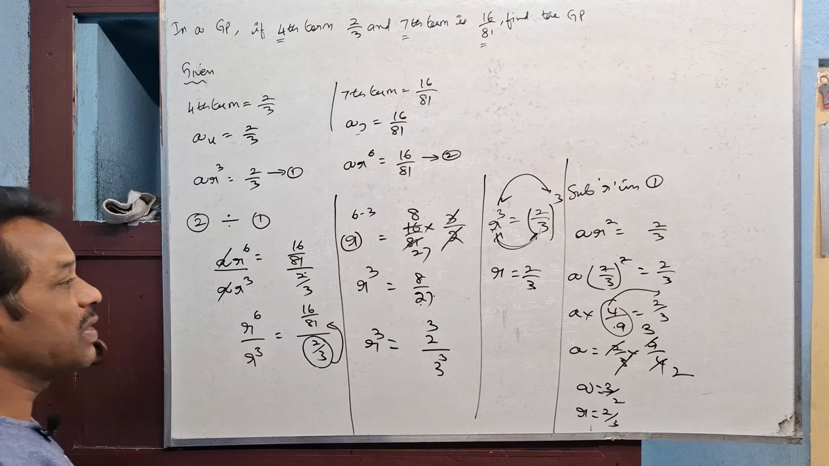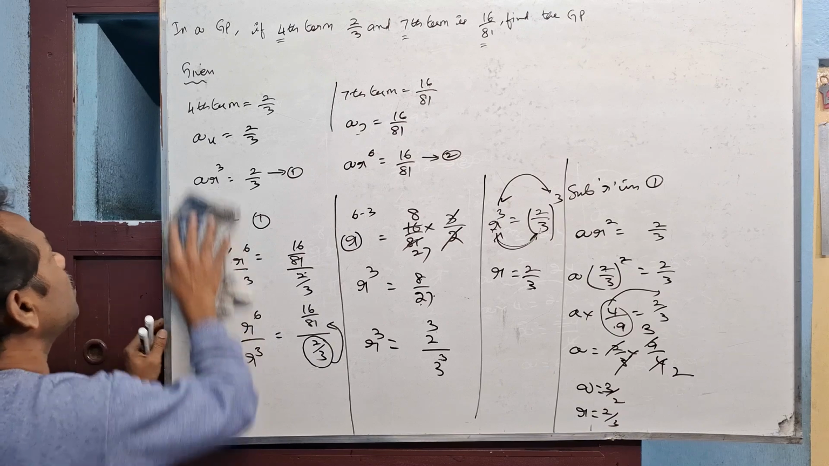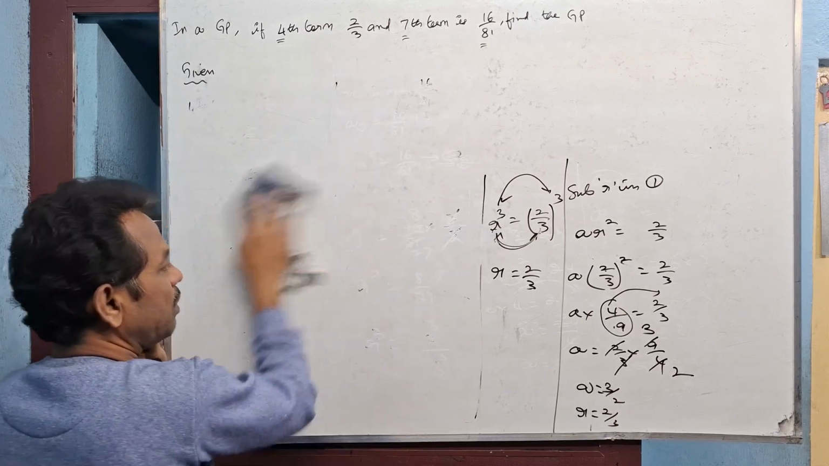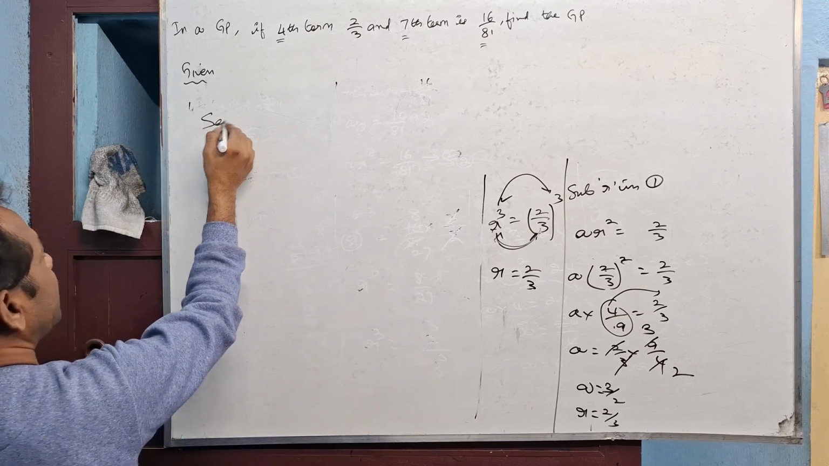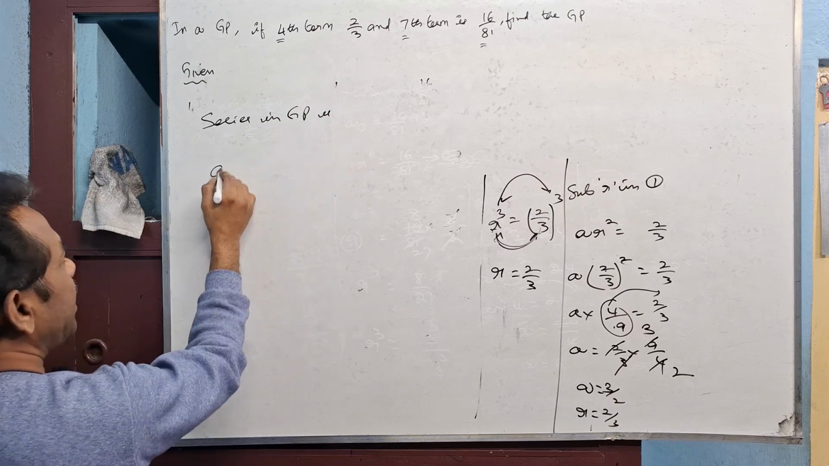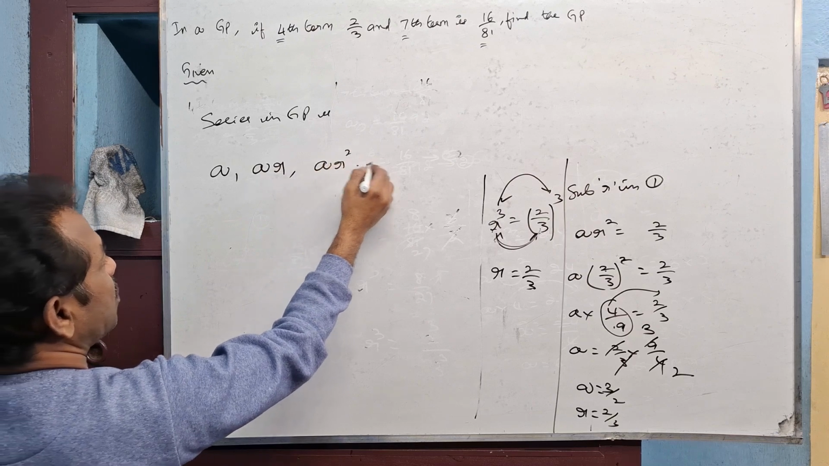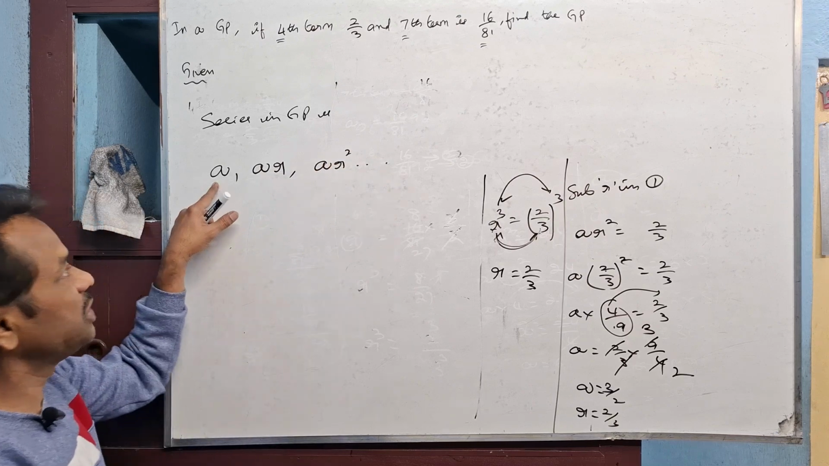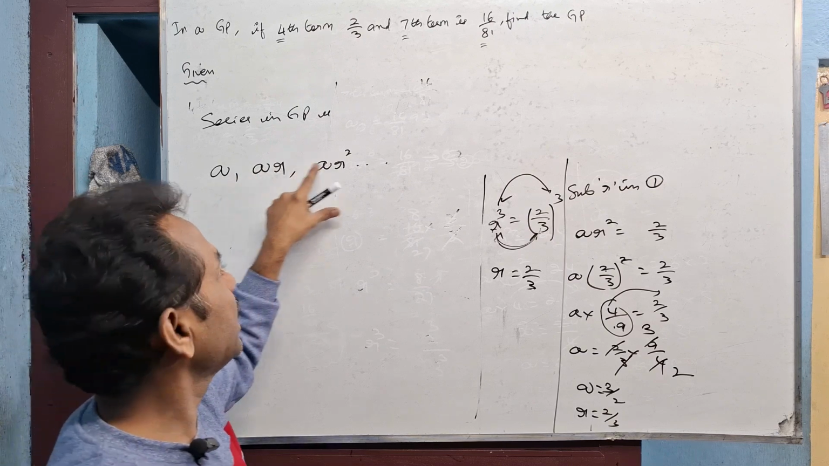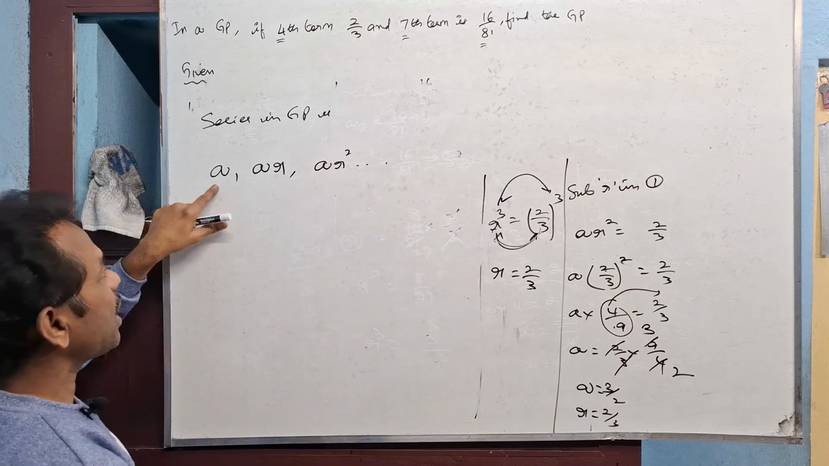So my requirement is the GP. Already we know that the series in GP is: the first term will be A, the second term will be AR, and the third term will be AR square, and so on. The first term in a GP is always A, the second term AR, then AR square, and so on. Now we know the A value.